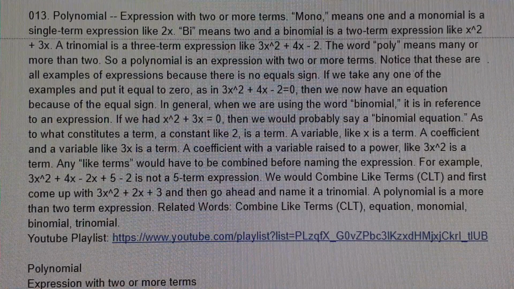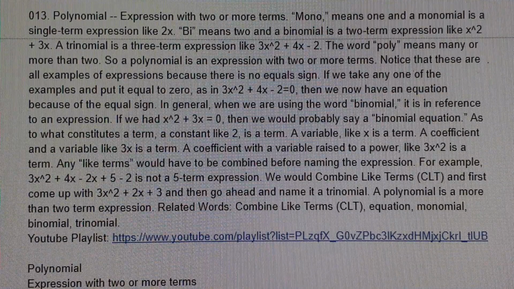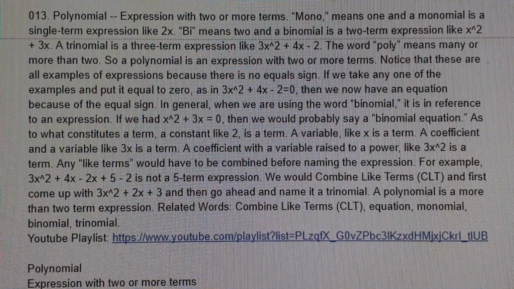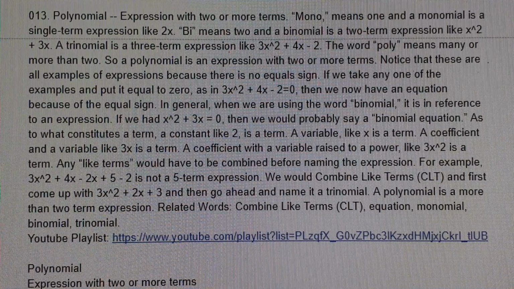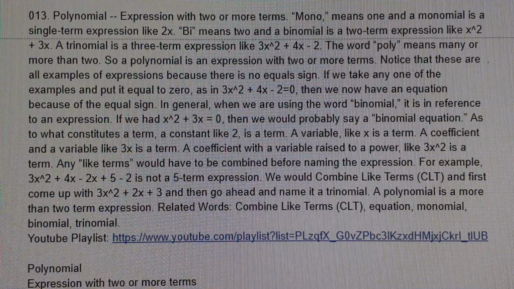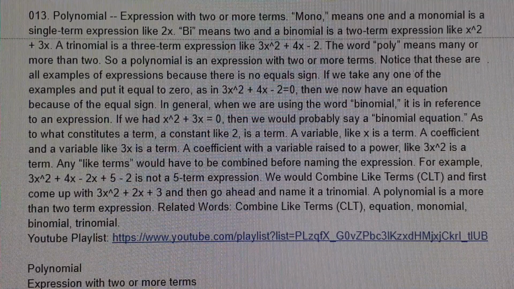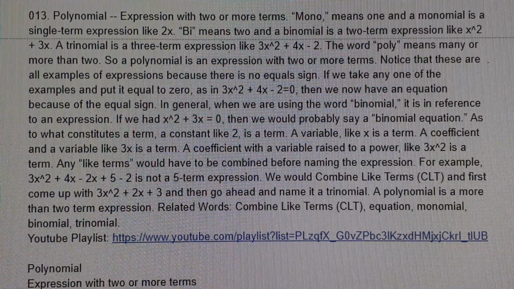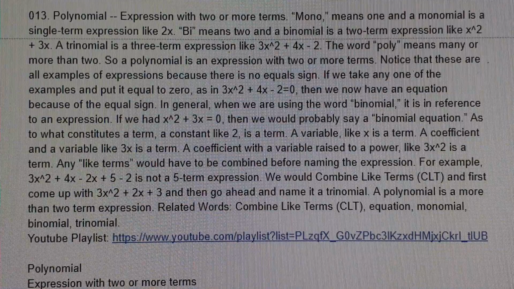Any "like terms" would have to be combined before naming the expression. For example, 3x squared plus 4x minus 2x plus 5 minus 2 is not a five-term expression. We would combine like terms, CLT, and first come up with 3x squared plus 2x plus 3, and then go ahead and name it a trinomial.